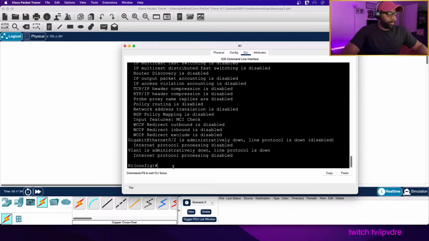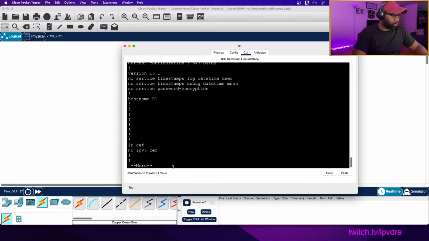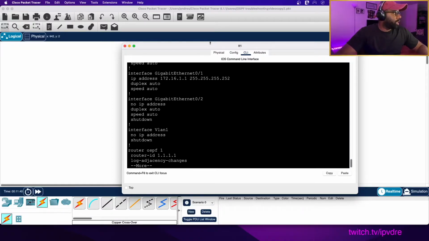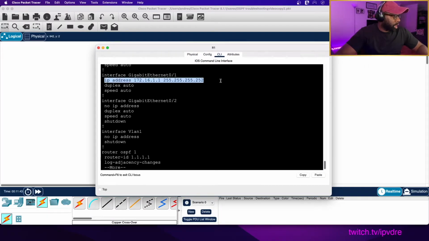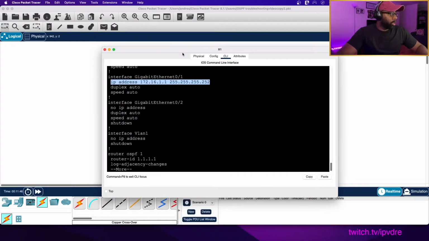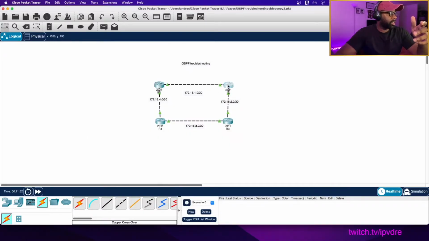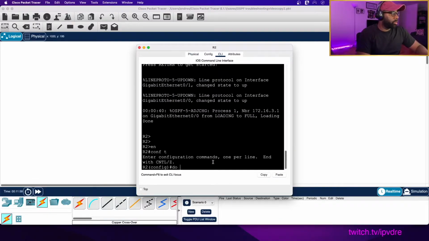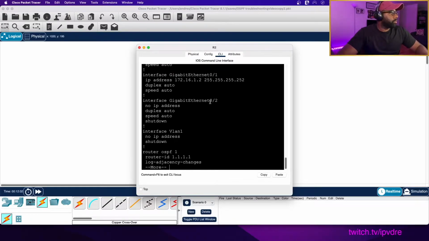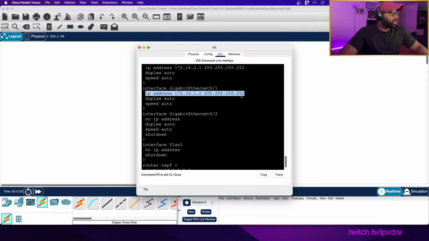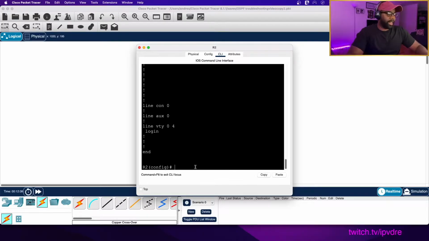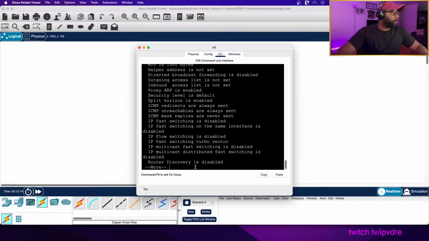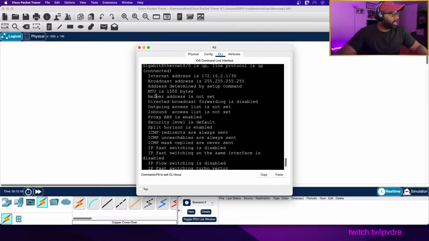Let's check if they're in the same subnet. Do show run. So the IP address for Gi0/1, which is connected to router 2, has an IP address of 172.16.1.1 with a /30 mask. Then we go over to router 2. Let's check that same thing. Do show run. And we see that, yes, they're in the same subnet. Also, we can check the access lists over here too, if there are any. Do show ip interface. And we see no access lists are set, right?